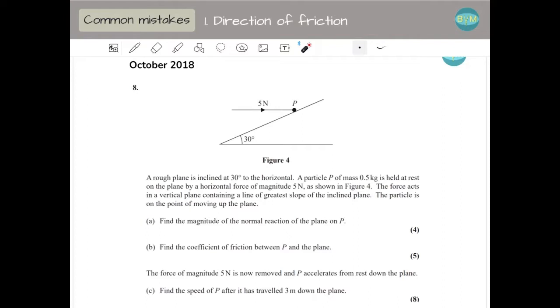The particle is at the point of moving, so this line is important, at the point of moving, because that means that our friction is going to be maximum. So when the particle or the object is moving or at the point of moving, we can assume that the friction is maximum. So we can use the formula that we know, and I'm going to write it in a minute. Find the magnitude of the normal reaction of the plane on P.